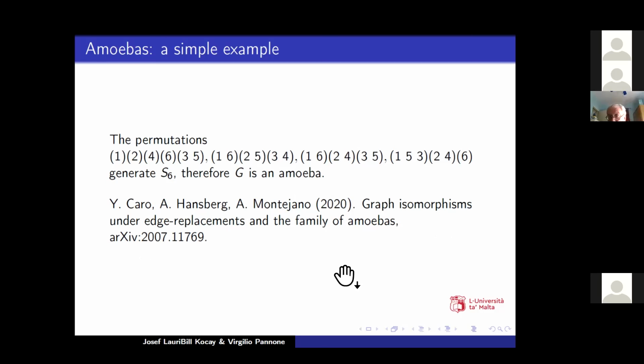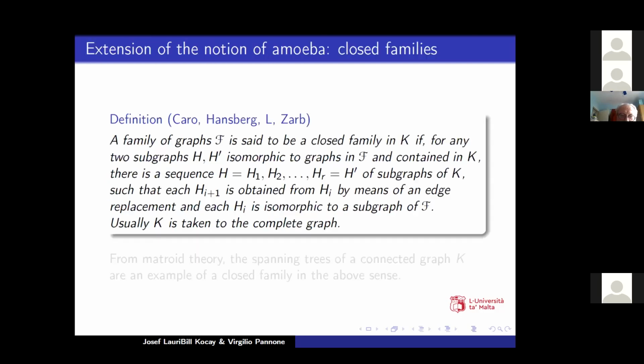Before finishing, I want to mention also some other work related to edge replacements. This summer, when I was looking at this problem, I remembered that I forgot to say that we extended this definition of amoeba, where instead of going from G to G, we have a family of graphs. And you go from one to the other by a sequence of edge replacements. These steps don't need to be isomorphic to each other, but they have to be isomorphic to the graphs in that family.